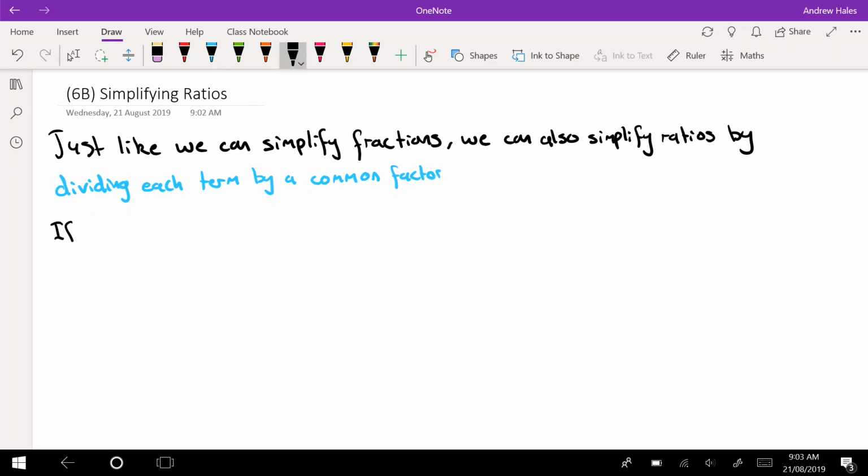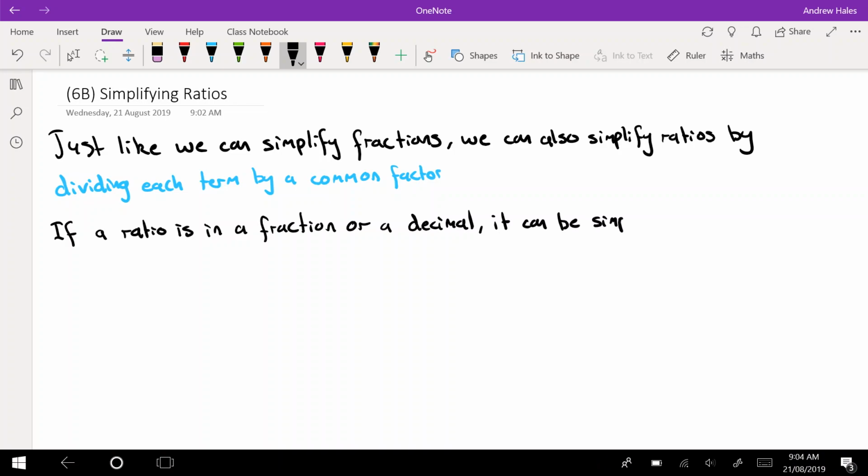If a ratio is in a fraction or a decimal, we don't like ratios in fractions or decimals. It's not going to be very nice to deal with. We want them as whole numbers, okay? So to get a ratio in simplest form when it's in fractions or decimals, it can be simplified if we have a number that is a decimal or a fraction.